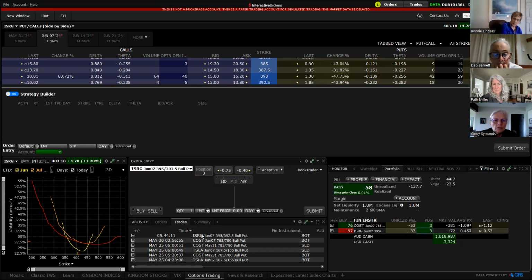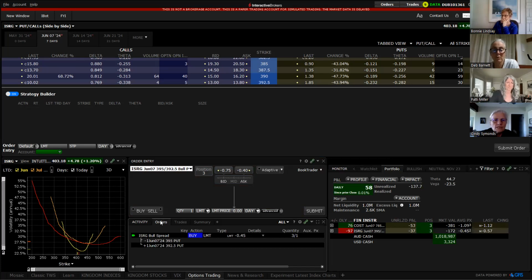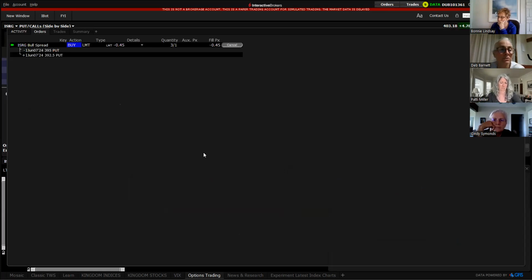What's under there, Deb? These will be all the ones that I have on the go. So right now, my Costco one, now it says one. So it looks like one of them sold. No, maybe it's the one is working, ISRG one. So one is working. So it's just got the other two and then it'll be filled. This is the ISRG one.